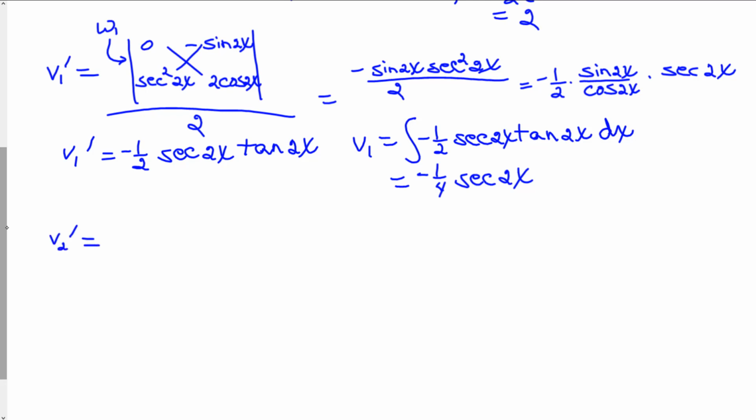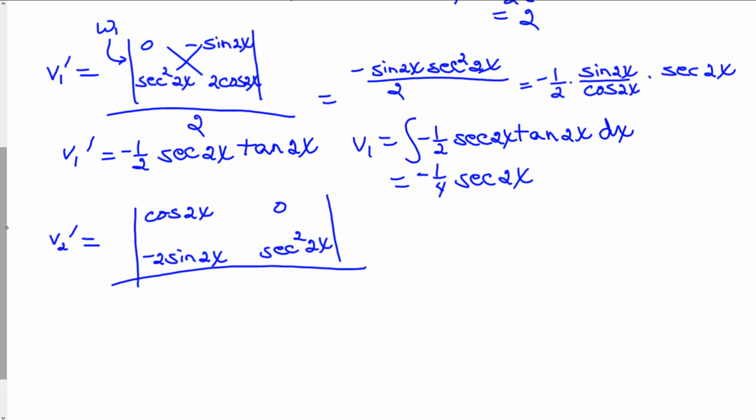Well, that's going to be w sub 2, replacing column 2 of the Wronskian. So we had cosine 2x on top there, and its derivative was negative 2 sine 2x below. And column 2 now becomes 0, secant squared 2x. And that whole thing is divided by our Wronskian of 2.